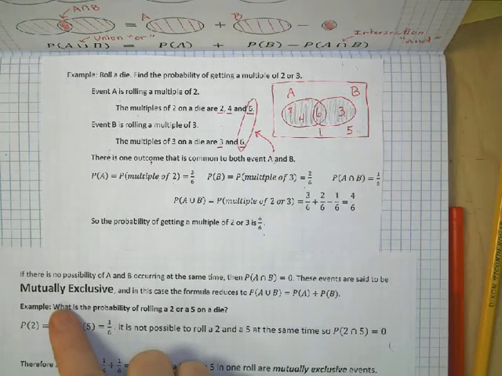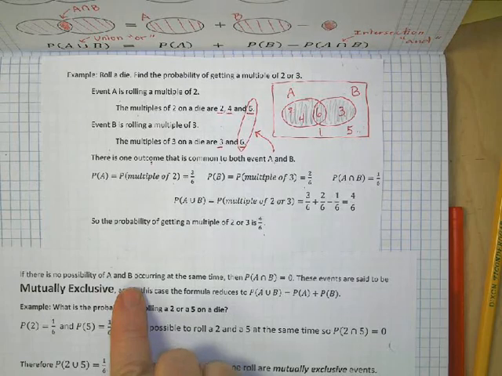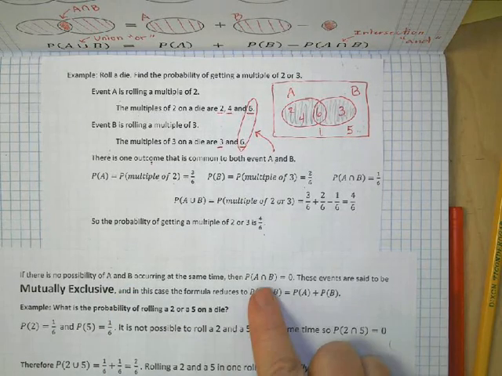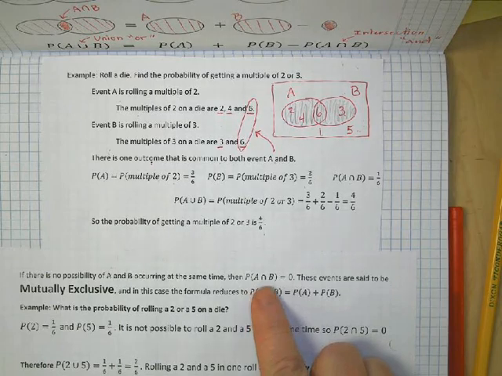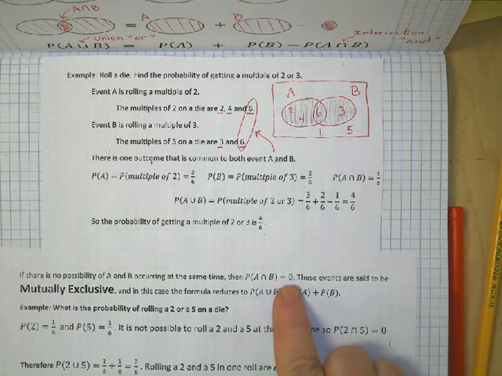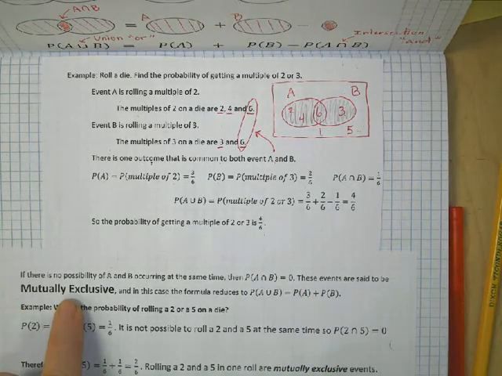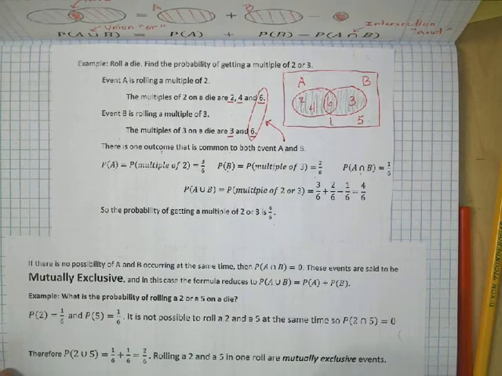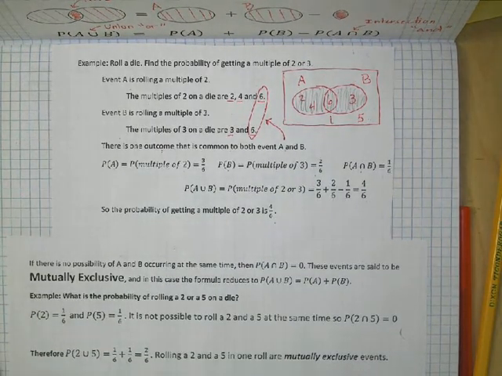That is called mutually exclusive events. If there's no possibility of A and B occurring at the same time, then the intersection of A and B is going to be 0. They have nothing in common, so the intersection is 0. These events are said to be mutually exclusive. Notice how big I made this word. This is a very important word, mutually exclusive. They cannot happen at the same time. They cannot happen simultaneously.